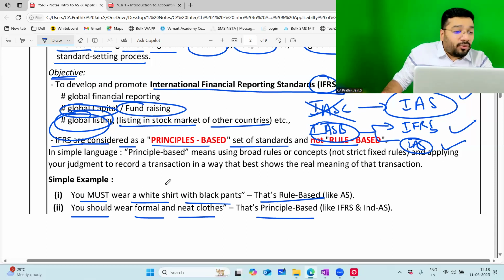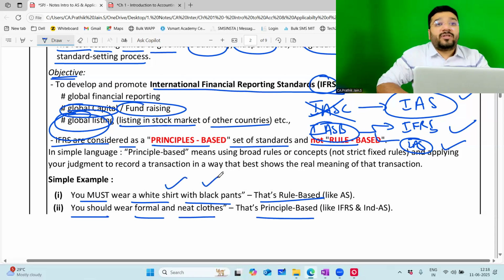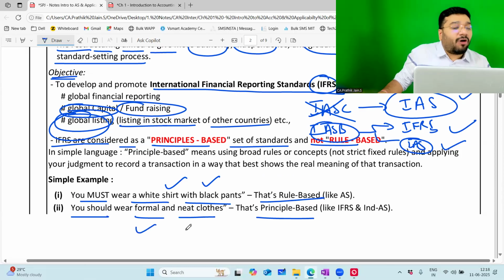When I say you should come only in a white shirt and black pant, which means you can't wear anything else, your flexibility is being curtailed, curbed. The rules that I framed are very rigid. It's not flexible. But when I say, please come wearing formal and neat clothes, you have a lot of options. You can play with a lot of options. You can come wearing a normal shirt and pant. If you want, you can wear a waistcoat over that, a blazer, anything.